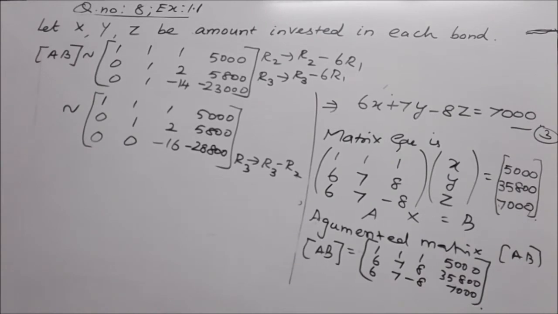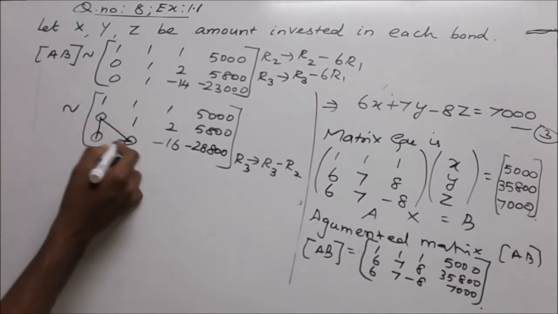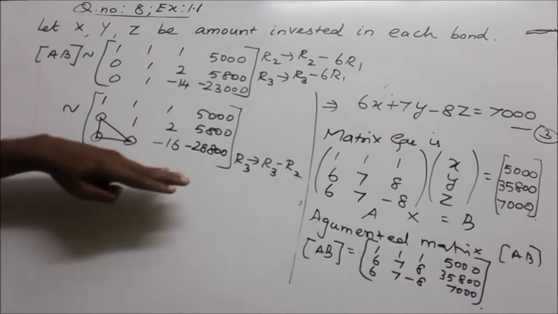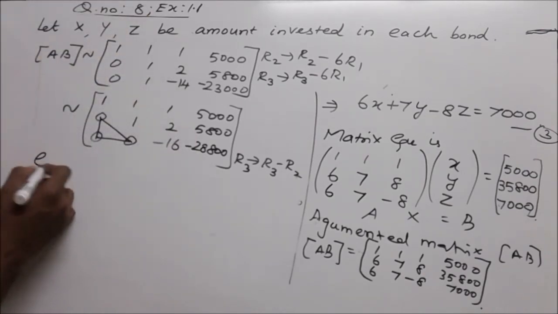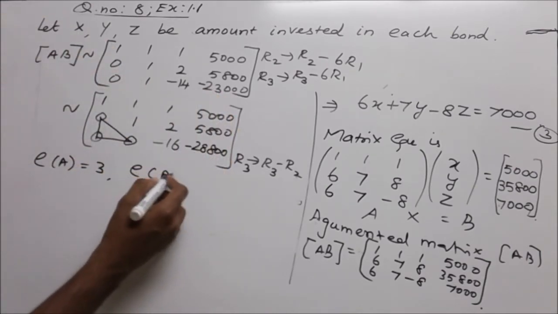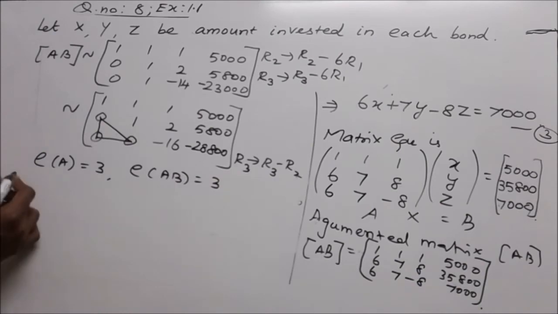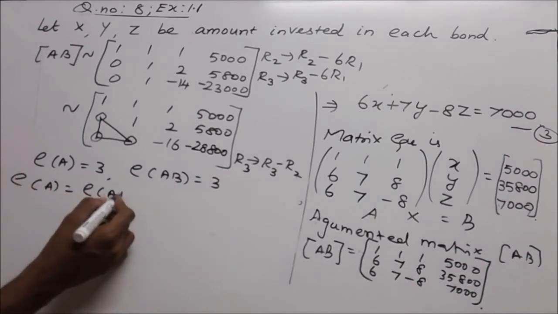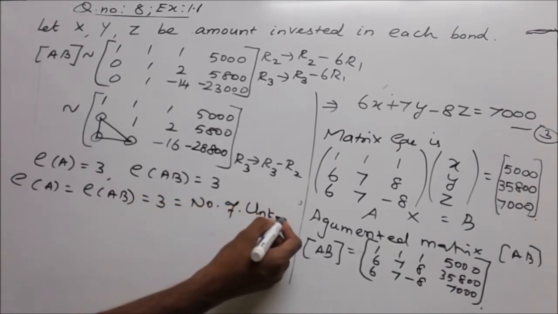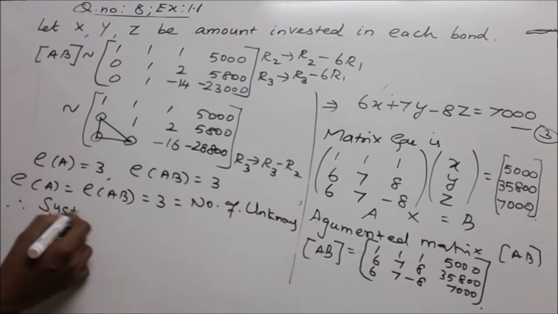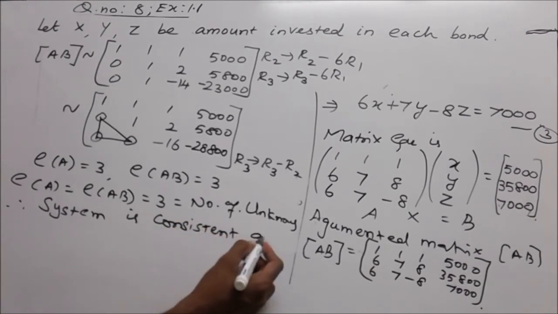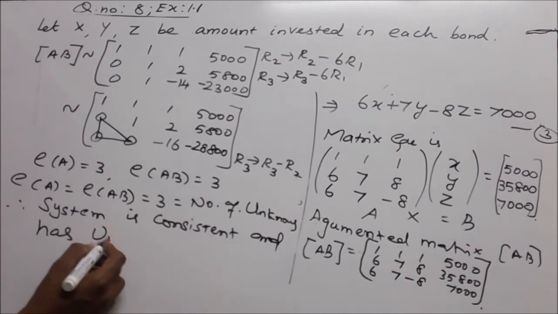In this we have formed an equivalent form, and this last equivalent matrix contains 3 non-zero rows, so the rank of A is equal to 3, and the rank of AB is also equal to 3. Therefore, rank of A equals rank of AB equals 3, which equals the number of unknowns. Therefore, the system is consistent and has a unique solution.